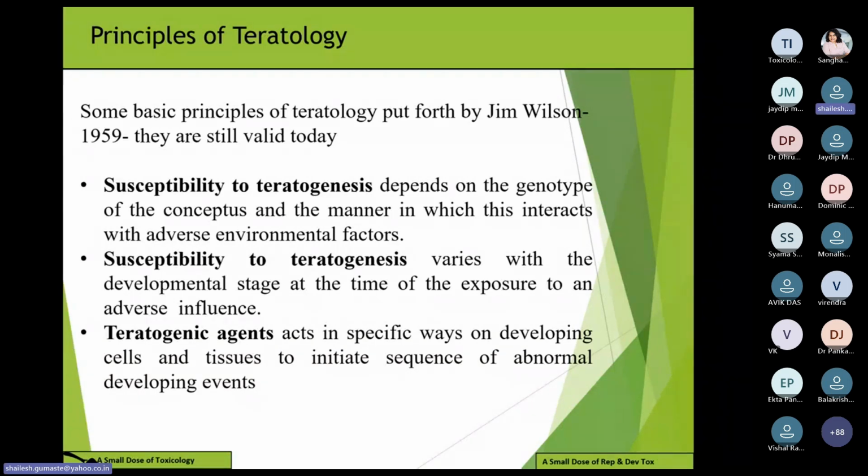Third: teratogenic agents act in specific ways on developing cells and tissues to initiate the sequence of abnormal development. This principle suggests that teratogenic agents can act through specific mechanisms to disrupt normal development.